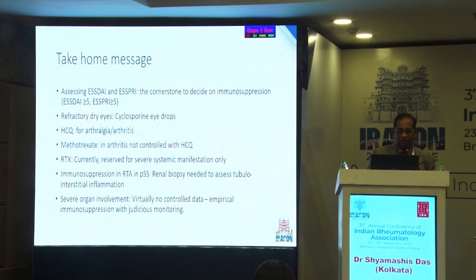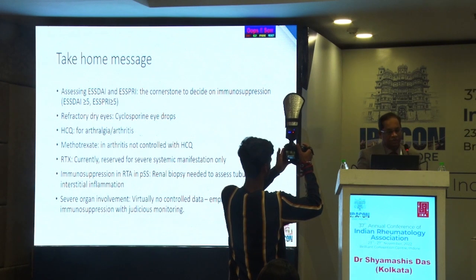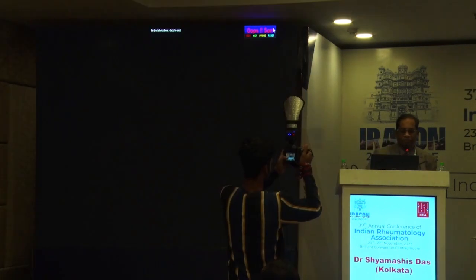For immunosuppression in renal tubular acidosis, a renal biopsy is needed to assess tubulointerstitial inflammation. For severe organ involvement, there is virtually no control data. Empirical immunosuppression with judicious monitoring is the best, as far as the available data today. So these are the messages we can take home.